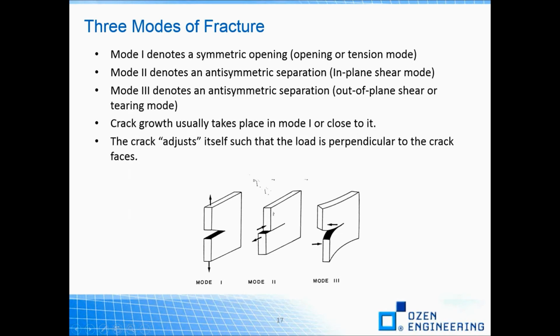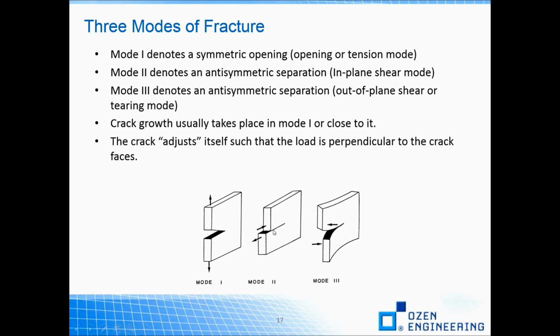There are three ways of applying a force to enable a crack to propagate, and these are also called the different modes of fracture. So if you go over all of them, mode 1 denotes a symmetric opening, as we see here, the relative displacements between corresponding pairs being normal to the fracture surface, and it's also called the opening or the tension mode.